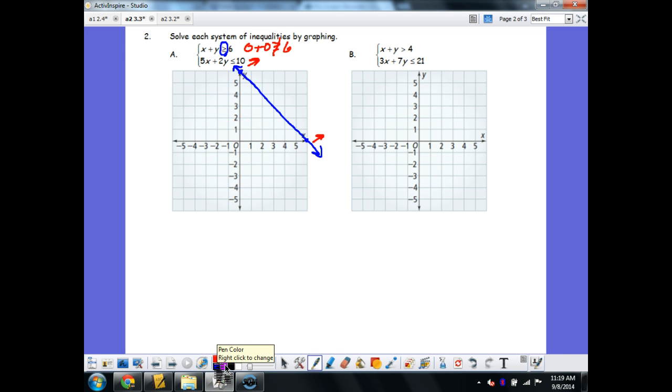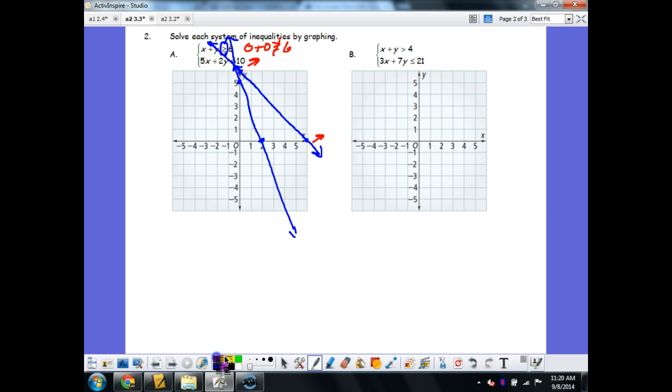So to graph the second one, the x-intercept, if we take out the y, the x-intercept is 2. And the y-intercept is going to be 5. And again, it's a solid line. So I'm going to continue this line up and draw this line down. So our final shaded region is either going to be here if 0, 0 makes it false, or here if 0, 0 makes this one true.